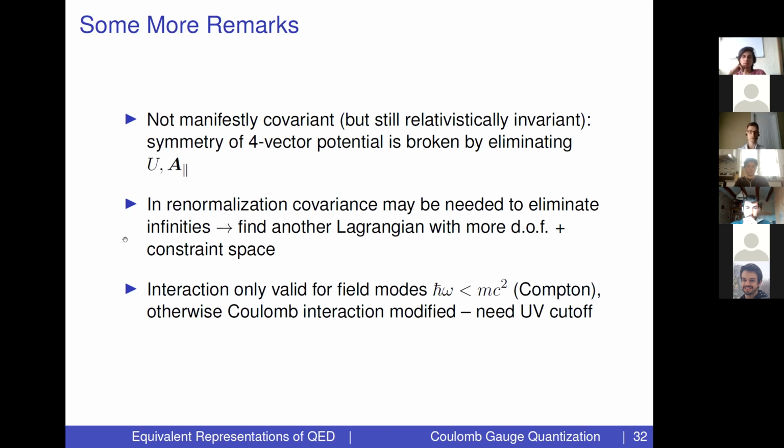And lastly, this description of interaction between particle and light can only be valid if we consider the field modes of the electromagnetic field that are in energy below the rest energy of the particles that we consider. And this is nothing else than corresponding to the Compton wavelength. So what happens there is that we would have contributions coming from vacuum polarization, we would have particle creation, and therefore it would no longer be the non-relativistic description of our fixed number of particles. And that tells us then that we need a UV cutoff. And I will explain a little bit what the implications of a UV cutoff are.